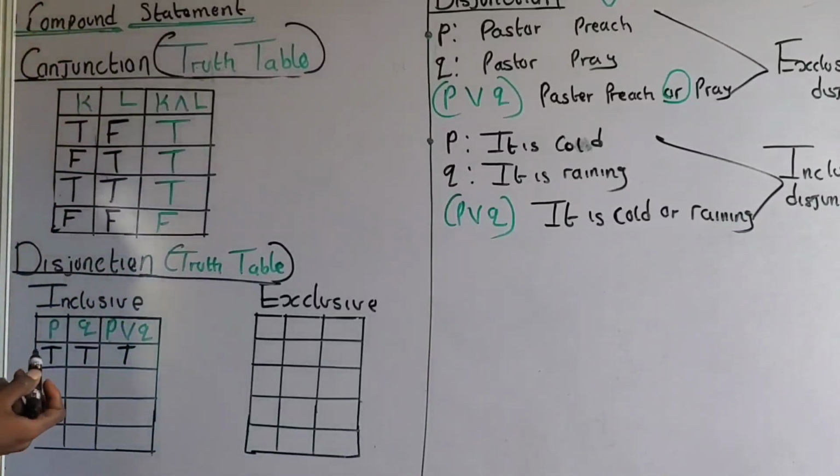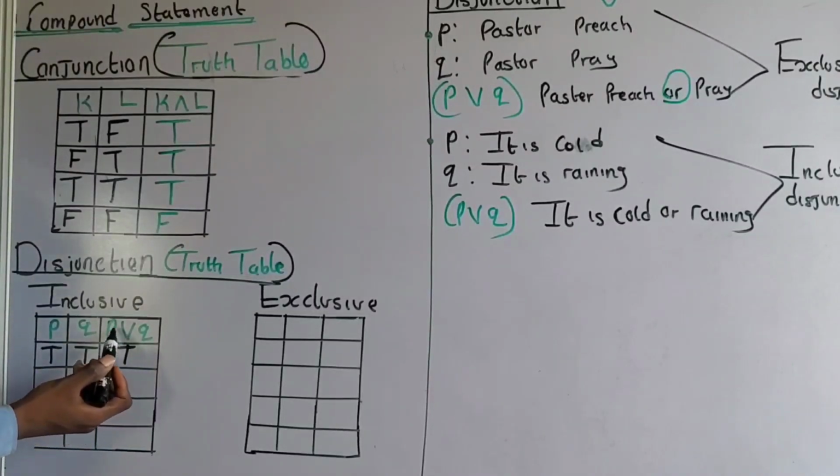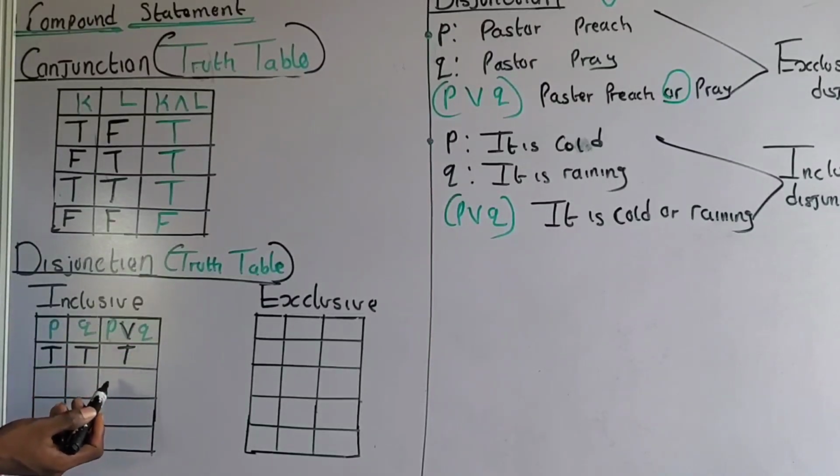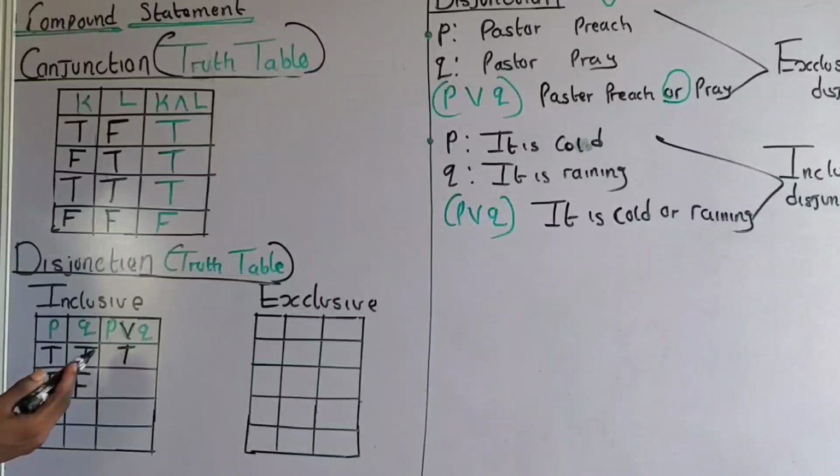So now, if P is true and Q is true, don't forget P is a statement and Q is also a statement. Now, when we combine both statements by this sign, or, if both statements are true, the conclusion will be true. Are you getting it? Now, if one of the statements is false, let's say P is true, it is cold, but it is not raining. And Q is false. What will be the conclusion?